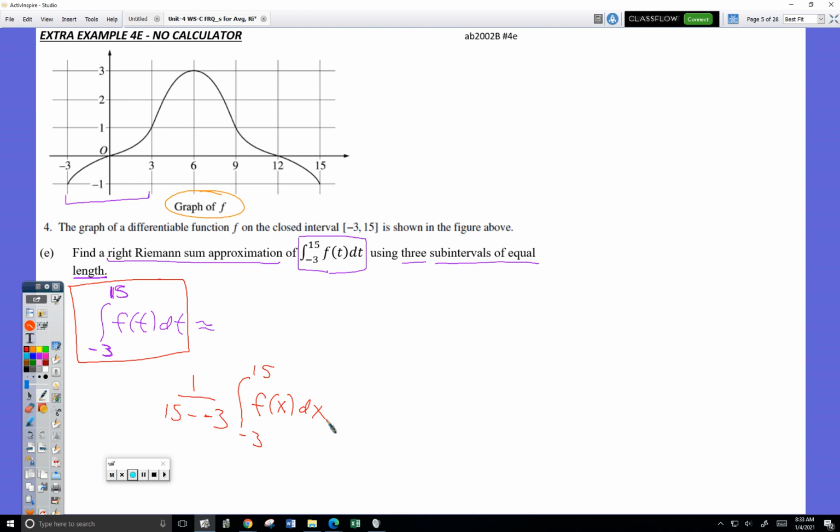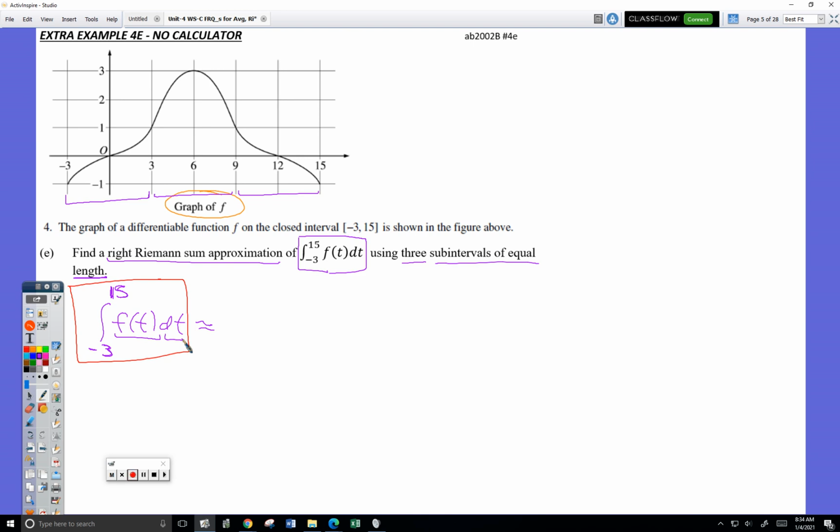Cool. So I don't need to worry about that in this problem. Get rid of that. So we know the next subinterval would go from here to here. Like that. Therefore, we're supposed to take f multiplied by dt for each subinterval.